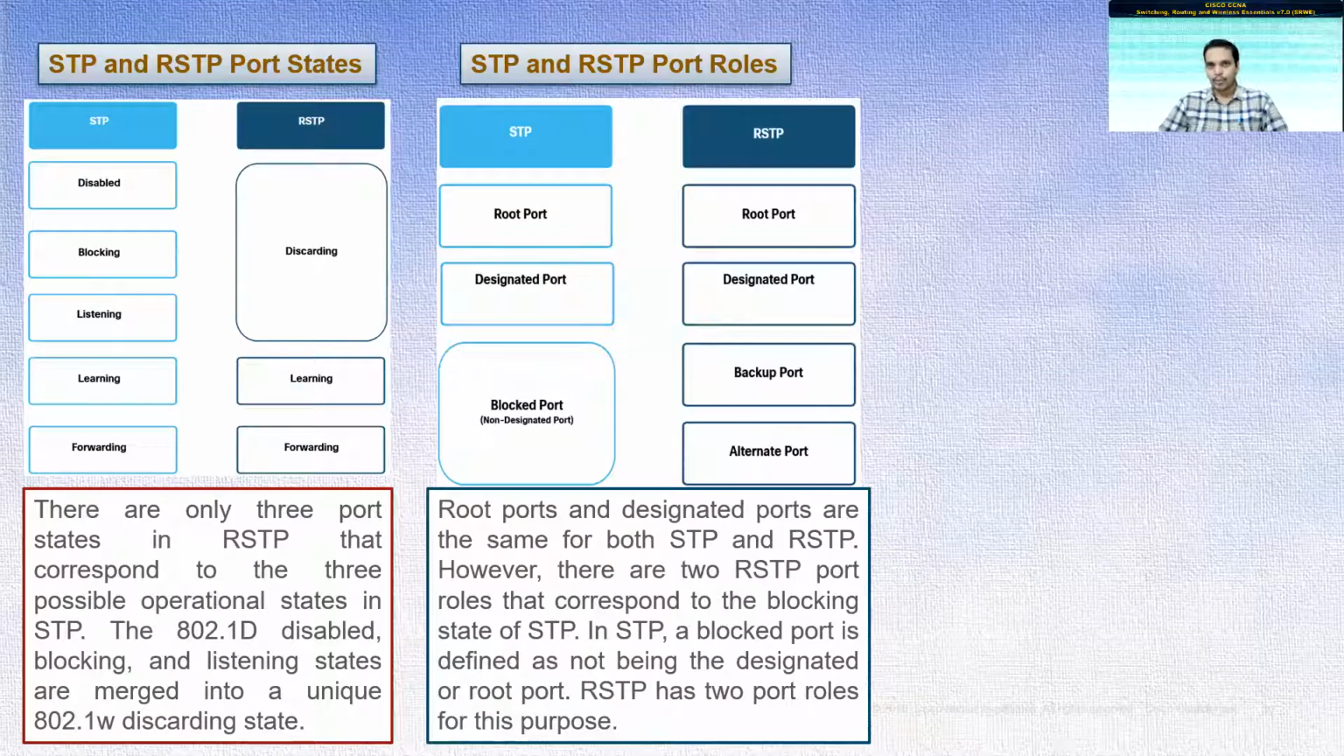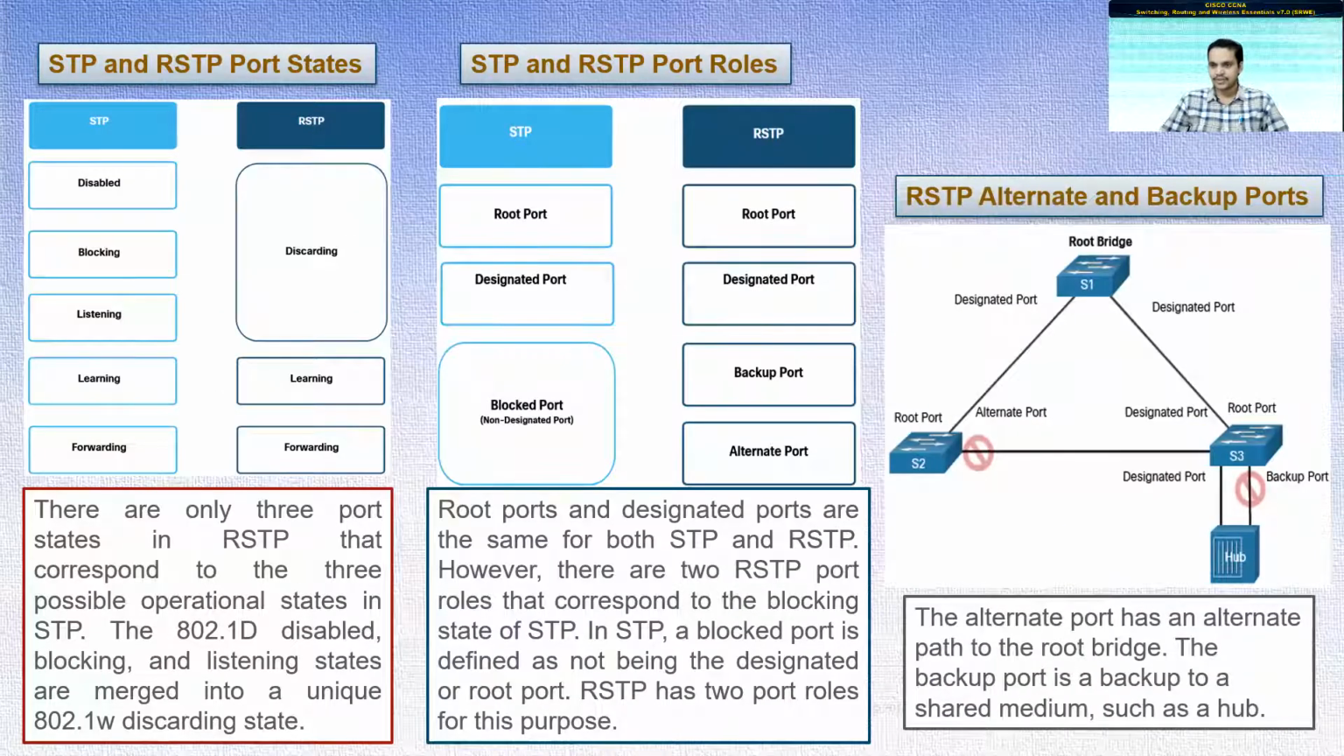Coming to the port roles, in STP we have only 3 port roles: root port, designated port, or blocked port. Whereas in RSTP, we have additional ones: root port, designated port, backup port, and alternate port. Now, what is the difference? The alternate port has an alternate path to the root bridge. The backup port is a backup to a shared medium like a hub, but it is not much relevant because we don't use hubs anymore nowadays.